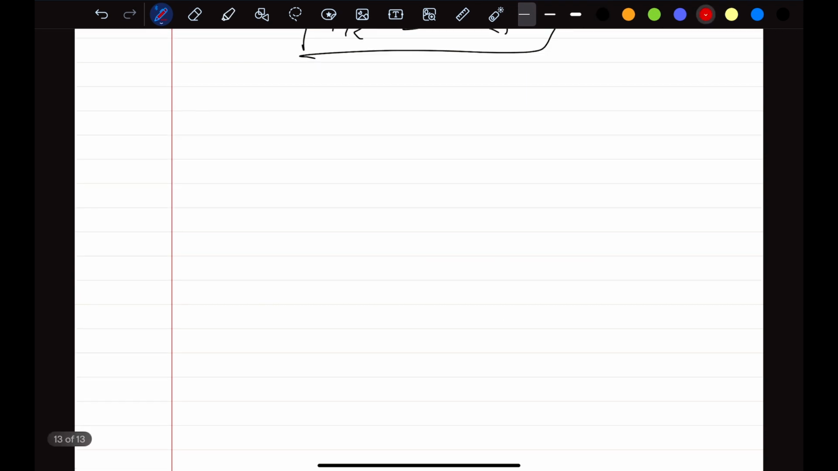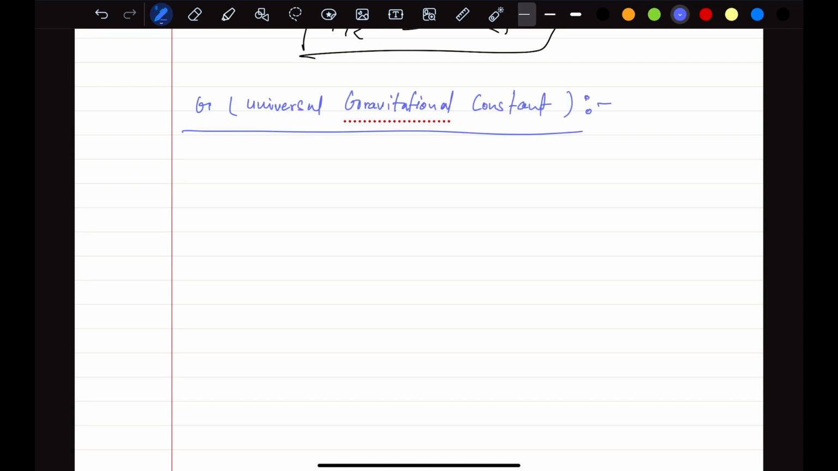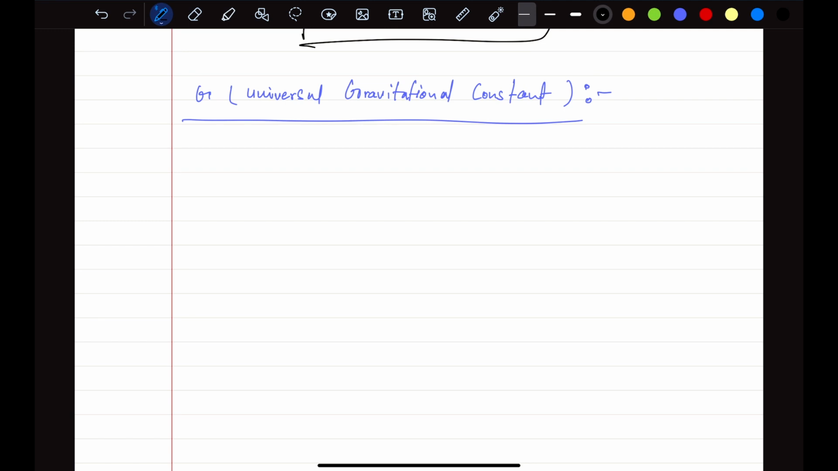So let's do a small question. But before the question, let's discuss the universal gravitational constant as well. What is G? G is called the universal gravitational constant. It is a constant whose practical value is 6.674 multiplied by 10 to the power minus 11 Newton meter square per kilogram square. If you calculate the unit, that unit will be Newton meter square per kilogram square.